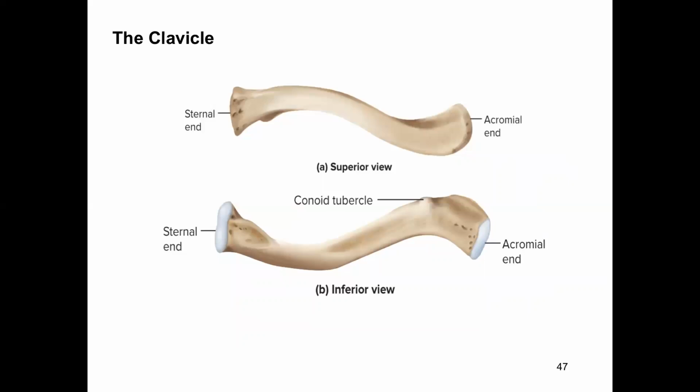Then with the clavicle, it's a little bit simpler. You've got your sternal end and your acromial end. And then there's this coracoid tubercle that's going to be an attachment point for muscle.